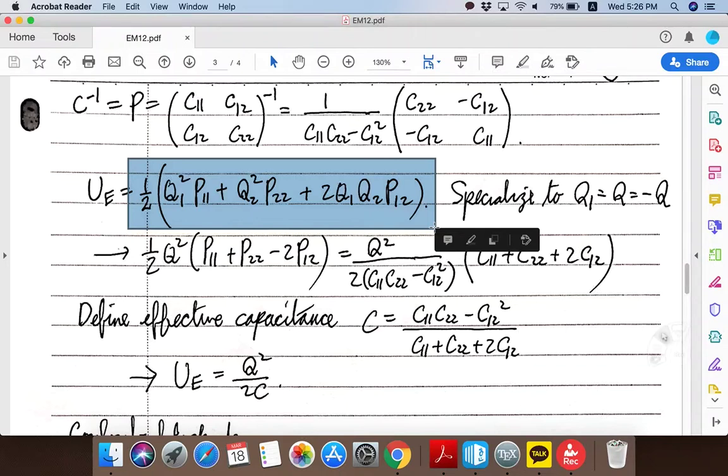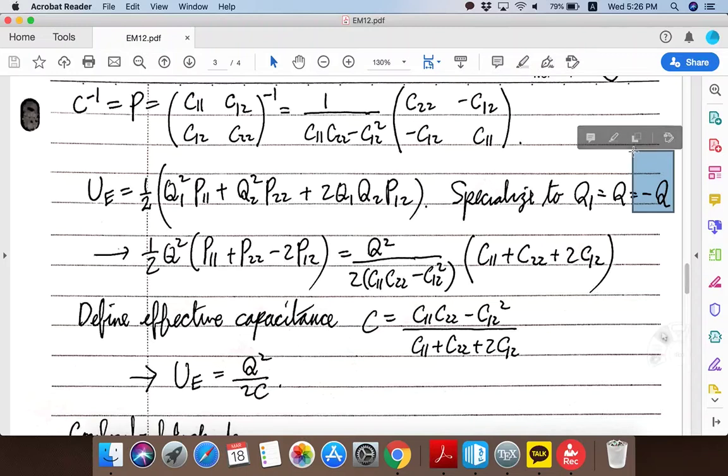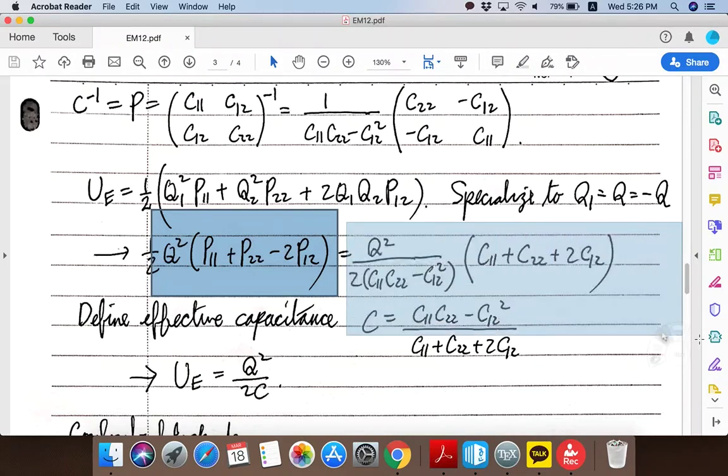However, it's also useful to consider a slightly specialized case where one conductor is charged with Q and the other conductor is charged with minus Q. This should have been minus Q2, not minus Q. So we have a pair of conductors, each with equal and opposite amount of charges. Well, in that case, this expression becomes simpler because you can take the Q square factor out in front. And then the whole expression becomes like this.